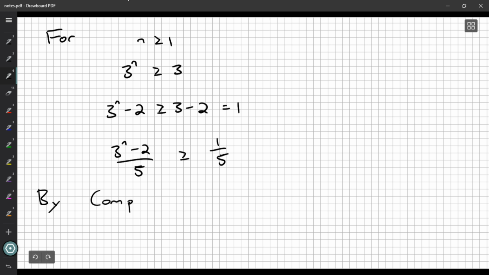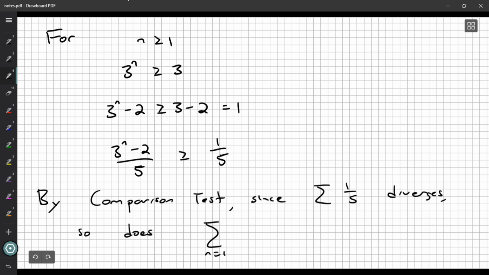So by the comparison test, since the sum of the 1/5 diverges, so too does ours, which is 3 to the n minus 2 all over 5. And there we go, all set.